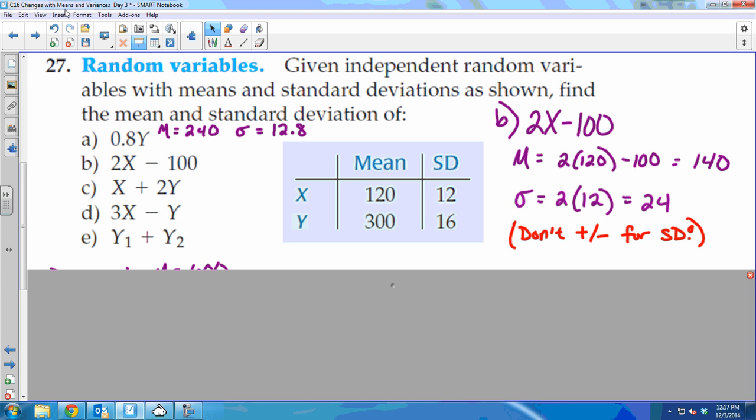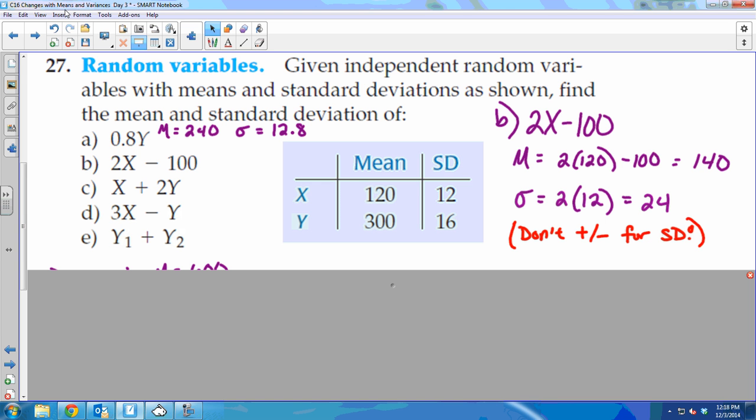You could still get 24. You have to do 2 times, well, 2 squared, so 4, times the variance of x, so 4 times 144. Take the square root of that. There you go. It all works out. Questions on A or B?